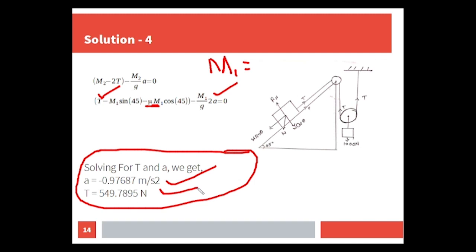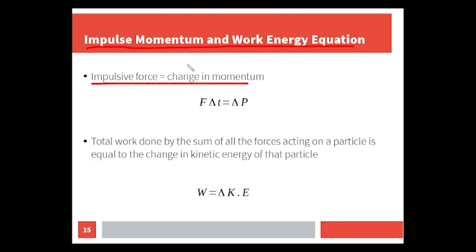Next we have the impulse momentum theorem. You can see the concept in this section. Impulsive force is equal to the change in momentum, so it's very basic. If I write the equation, F times delta t is equal to the change in momentum. It's a direct equation, so we don't need to bother about how it came about or its derivation. We're not interested in that.